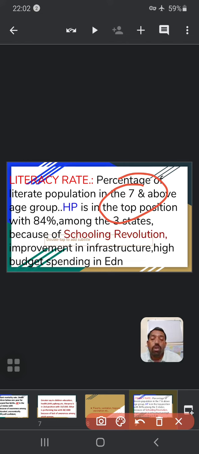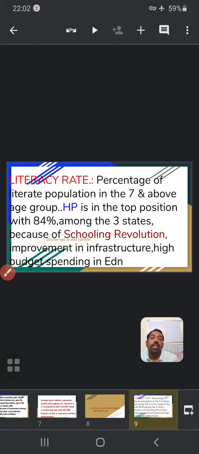Okay, so Himachal Pradesh is in the top position with 84%. Out of 100, 84 are educated. So this is the reason, education. Why is there high education? Yes, Himachal Pradesh is highly educated.